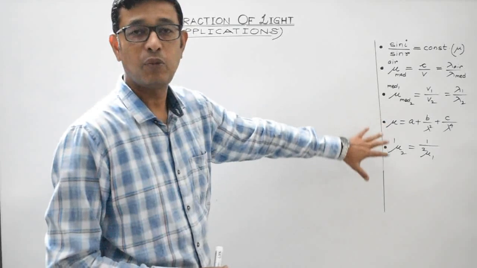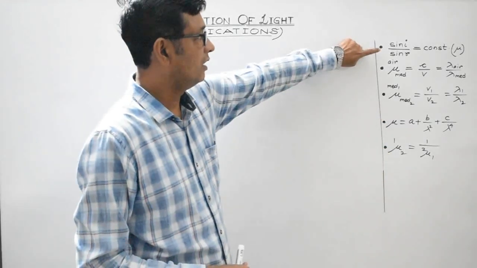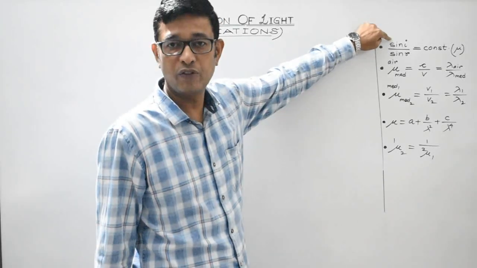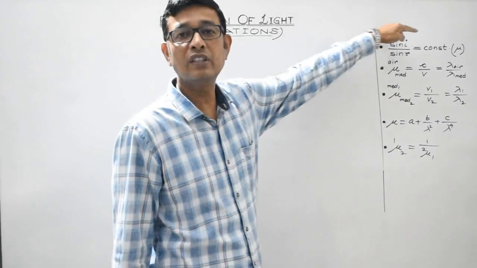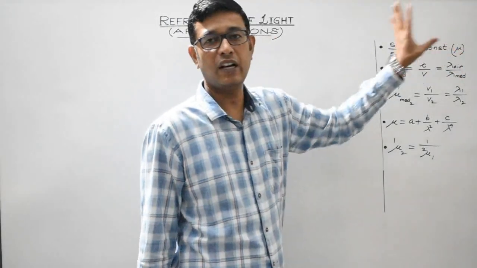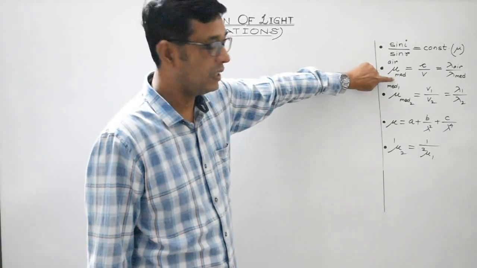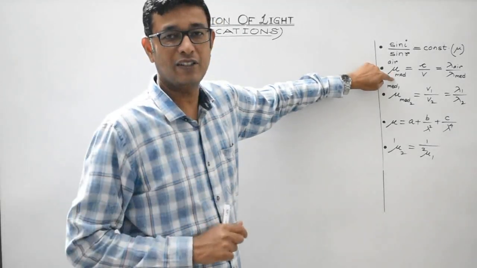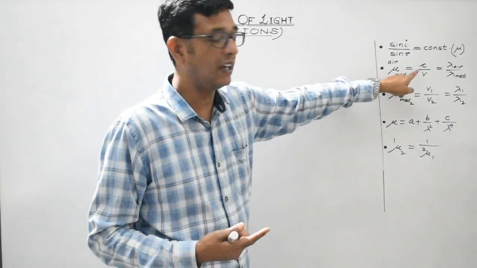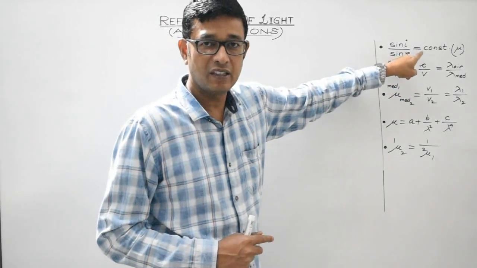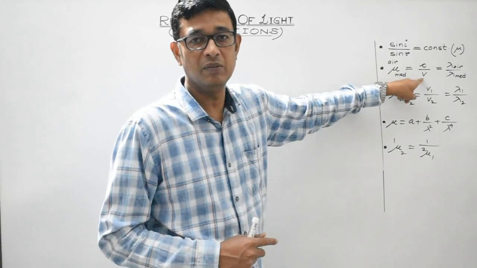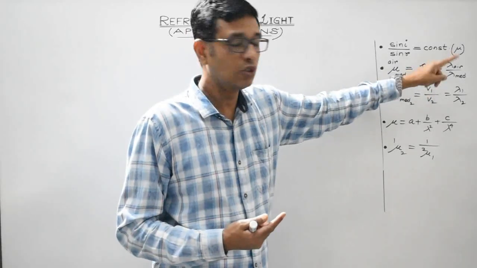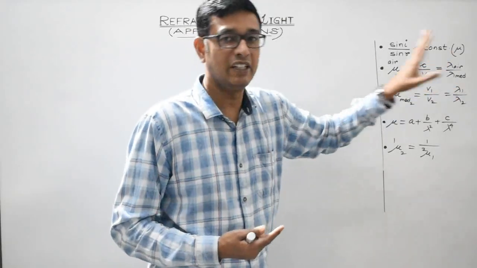I have written the important formulas which we have already done. As per Snell's law, the ratio of sine of angle of incidence to the sine of angle of refraction is always constant, and that constant is known as refractive index. Refractive index of a medium with respect to air or vacuum is known as its absolute refractive index, and in terms of speed of light it is defined as the ratio of the speed of light in air or vacuum to the speed of light in that particular medium. In terms of wavelength it is defined as the ratio of the wavelength of the radiation in air to the wavelength of the radiation in that particular medium.